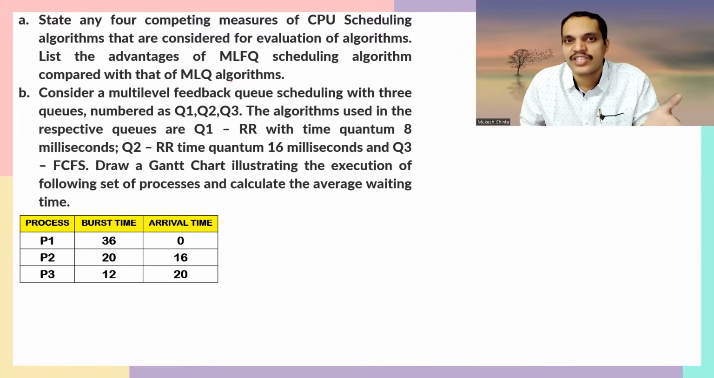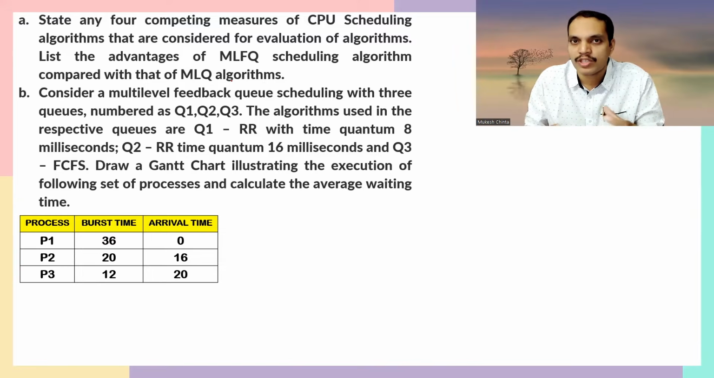In MLQ, there is a chance of starvation for the processes which enter into the queues of low priority. But in MLFQ, you can move these processes between the queues so that you can reduce the chance of starvation happening. So these are the advantages of the multi-level feedback queue scheduling compared to that of multi-level queue scheduling algorithms.